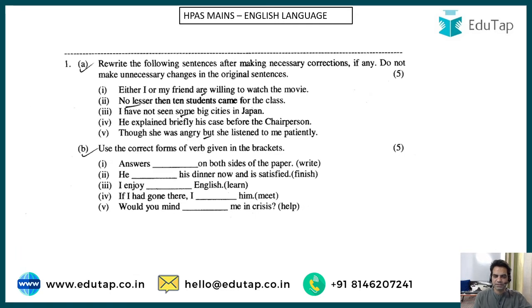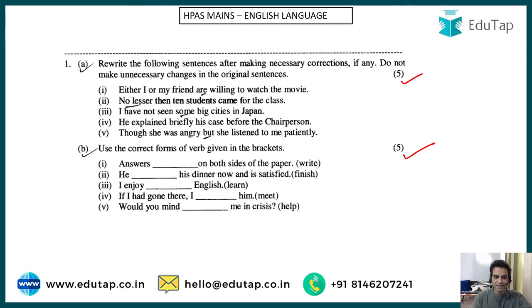First, there were some very objective type questions based on grammar. The first question had 10 parts, which had 5 marks each. We had to make the necessary changes to make the sentence correct. I'll try to solve a few for you. For example, question number 1: either I or my friend are willing to watch the movie. Either-or is followed by a singular verb if both the nouns or pronouns are singular. So it should be is. Either I or my friend is willing to watch the movie.